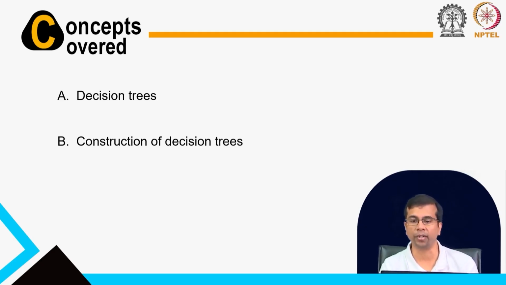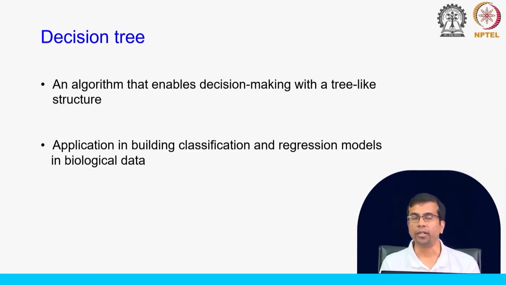We will first start with decision trees. A decision tree is an algorithm that enables decision making with a tree-like structure. We will see in a moment how the structure looks and how decisions are made. Decision trees can be used for classification as we have seen right before in logistic regression, for sample classification or data classification, as well as for regression models, like linear regression, where you want to predict the values of the response variable. So this is also possible here with this algorithm.